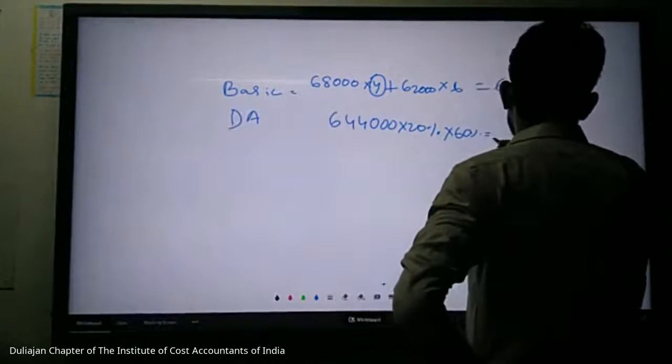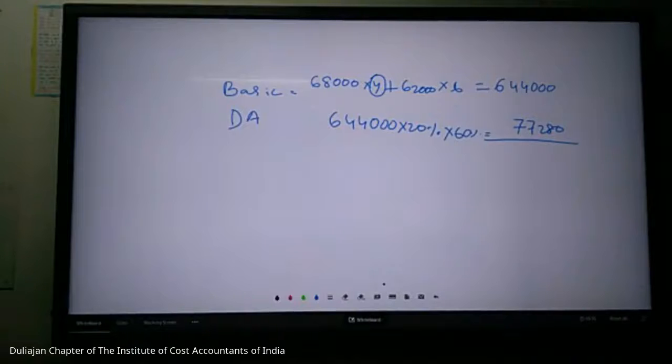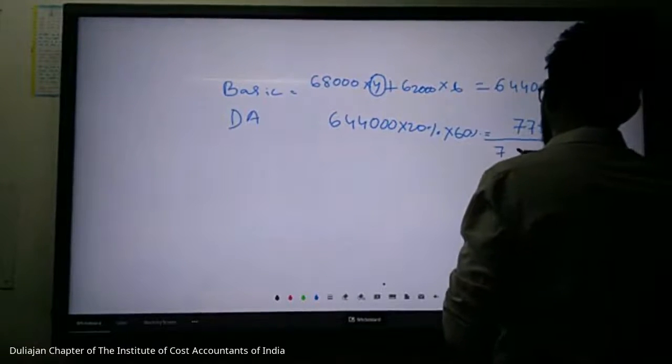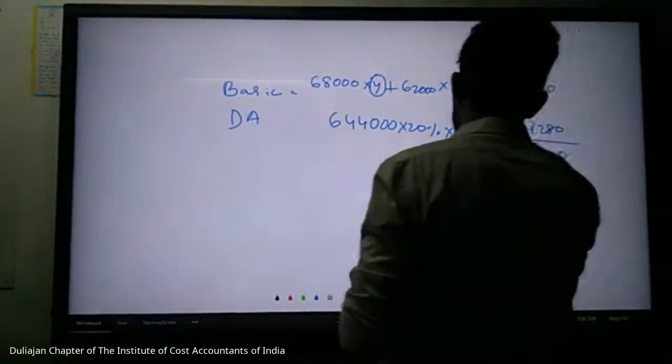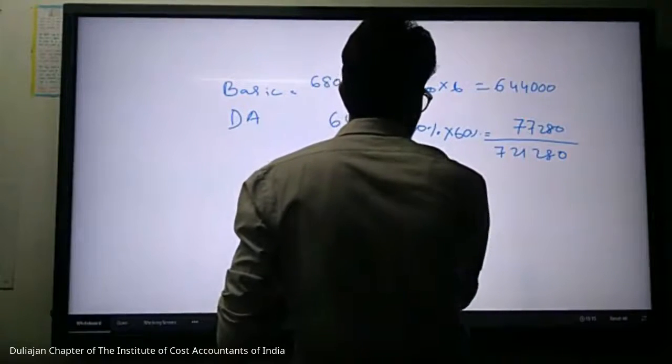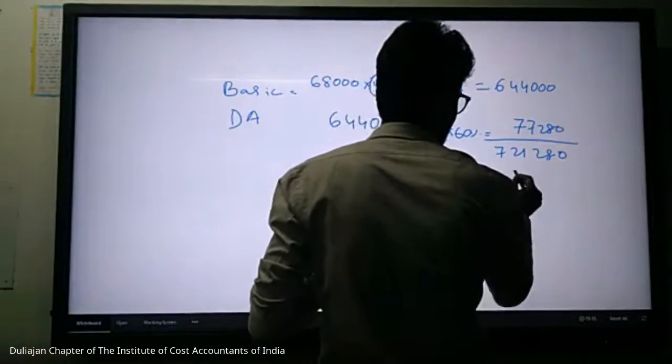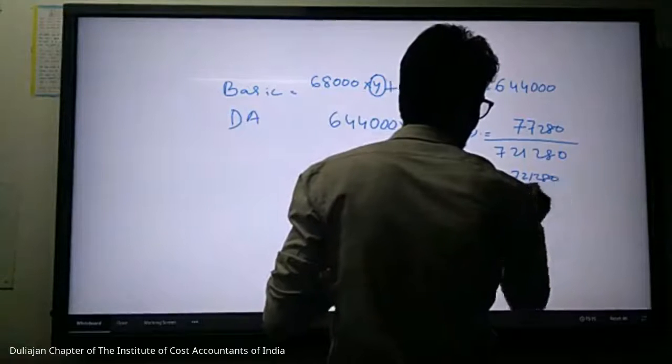So this is 77,280 and the total is how much, 721,280. So my average salary is how much? 721,280 divided by 10.